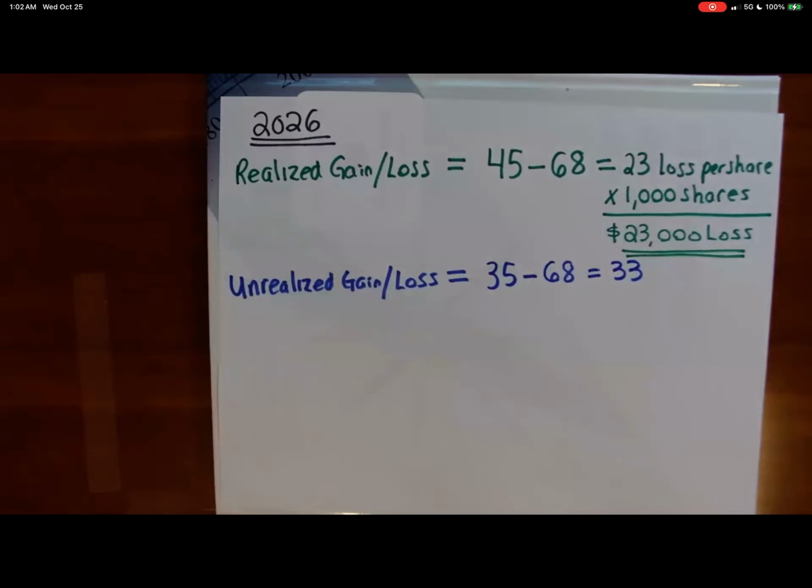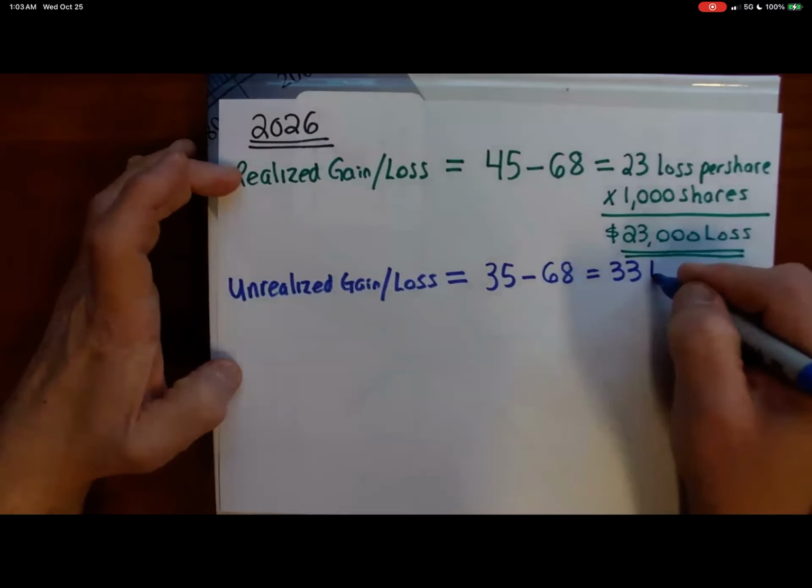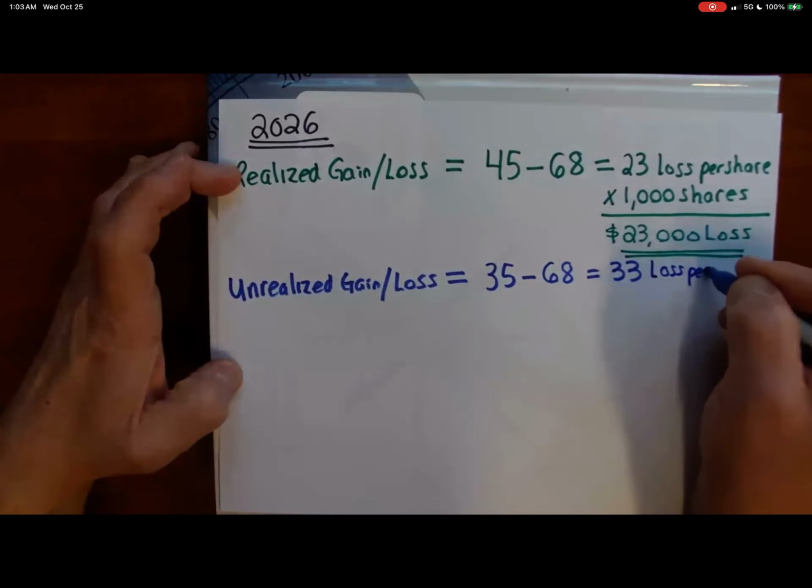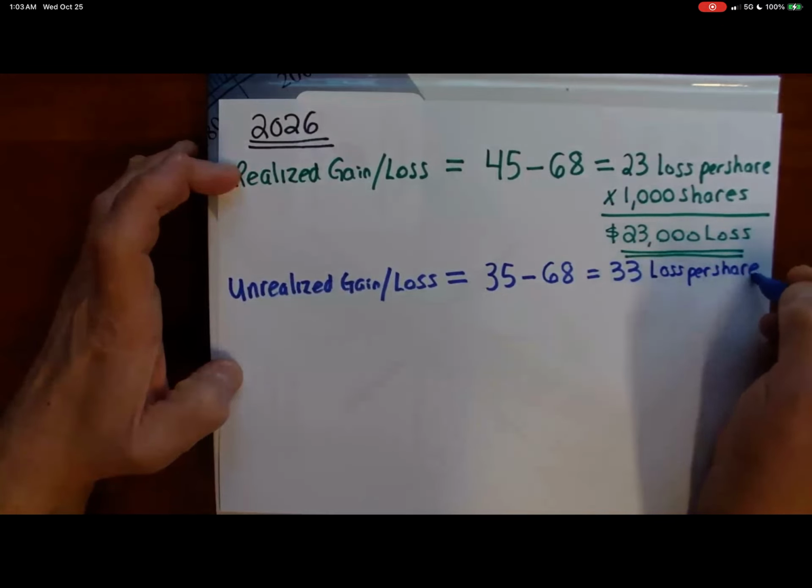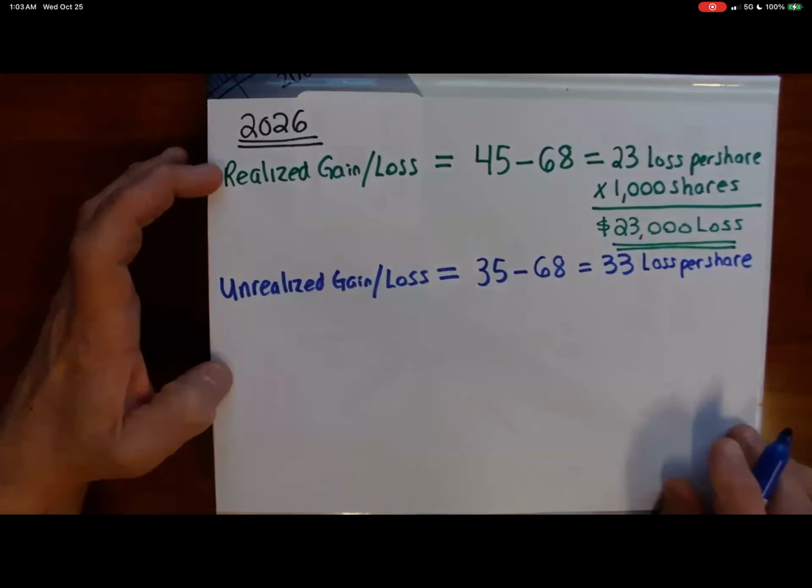The difference of $33. Carter, gain or loss? That would be a loss. A loss here too, is it right? The value has gone down. Was 68, now 35, giving me a $33 loss per share. All right, Carter, good job.